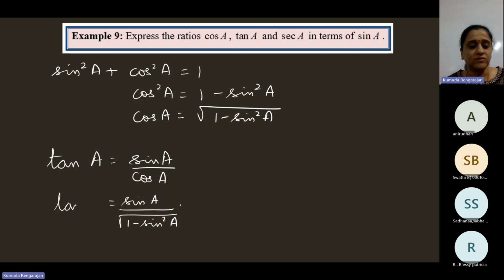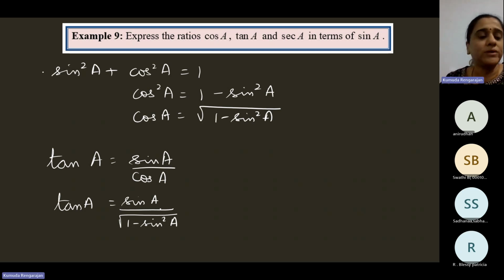So tan A is equal to sine A by cos A. We have to write tan in terms of sine. That means cos should not be there. But what is cos in terms of sine? Cos is square root of 1 minus sine square A.